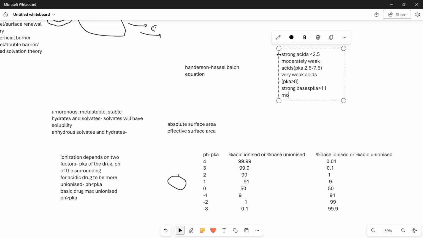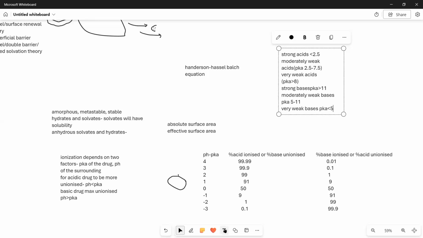Next come the moderately weak bases, where they have a pK of 5 to 11, and very weak bases with pK less than 5. So these are the bases.